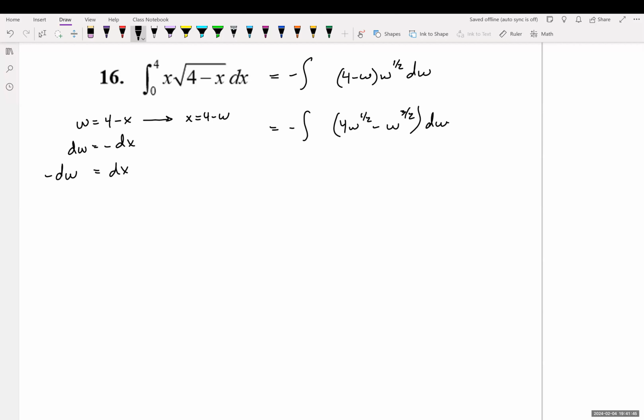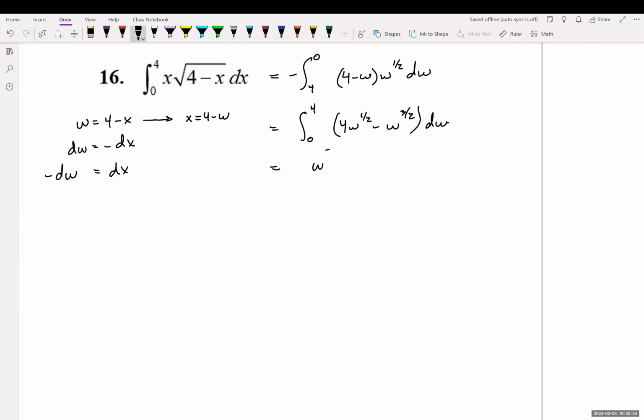Let's go ahead and change the limits of integration. So we're going to plug in 0 here to get a 4 down below. We're going to plug in the 4 here to get a 0 above. And we can switch those limits of integration if we multiply by a negative. So I'm going to get rid of that negative and just put the 0 down here and the 4 up there. We can completely forget about the x's. We just need to evaluate this.